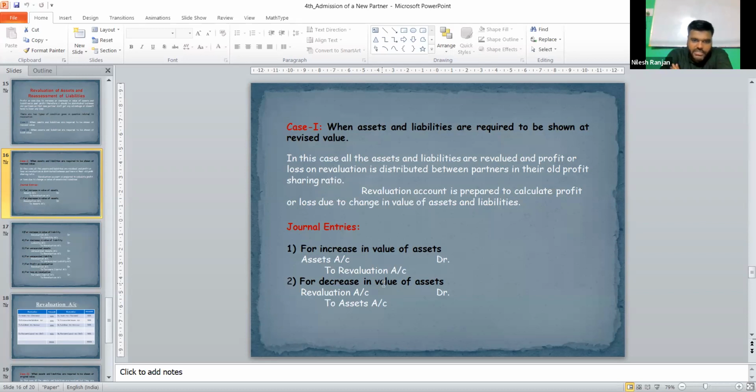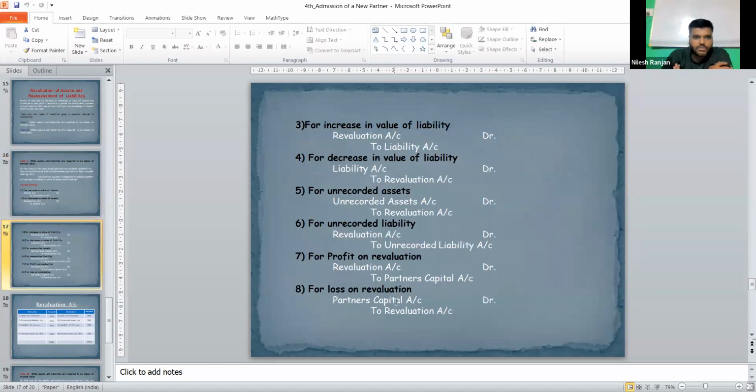Revaluation account is credited in the first entry because there is profit, and revaluation is debited in the second entry because there is loss. So you understood the concept? Very good. The third, for increase in value of liability, if there is any increase in value of liability, then it is loss for the company.